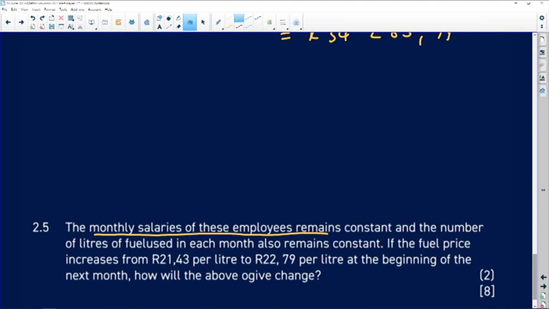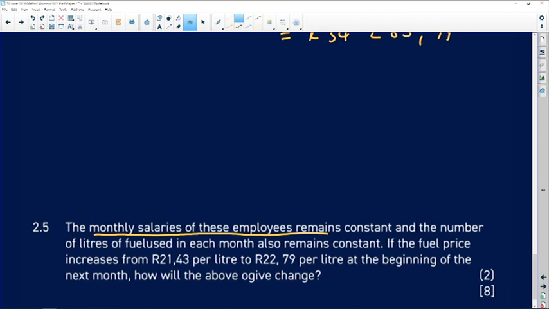Question 2.5 says the monthly salaries of these employees remain constant and the number of liters of fuel used in each month also remains constant. If the fuel price increases from 21.43 cents per liter to 22.79 cents per liter at the beginning of the next month, how will the above graph change? Okay, now let's try and think about it. We want to see how the graph will change, the ogive.